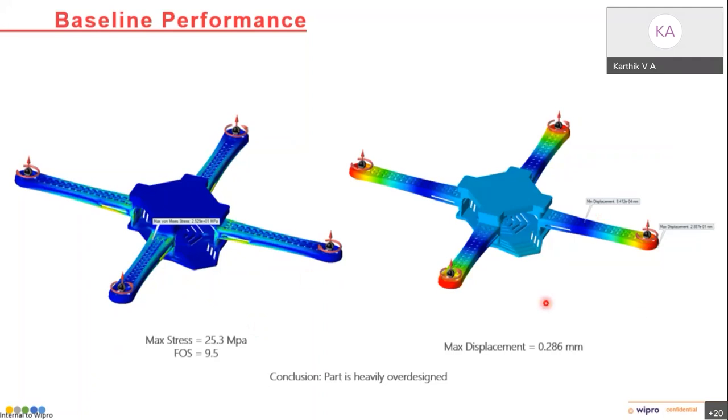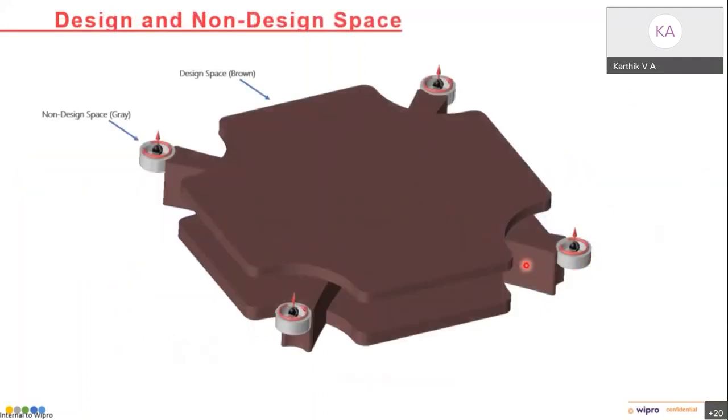We also found that the max deflections are at these regions with the value being 0.286 mm. So when you look at design for additive manufacturing or topology optimization of a component, we basically classify it into non-design space and design space. So non-design spaces are the regions where the motors are present, and we do not want to affect this in any way because the functionality is completely being altered. We also have design space. So basically the ones which you see in brown, these regions can be designed, and the design can be varied as needed to meet the requirement.